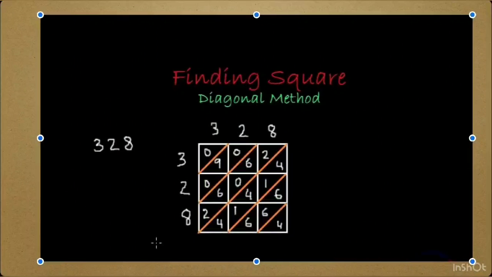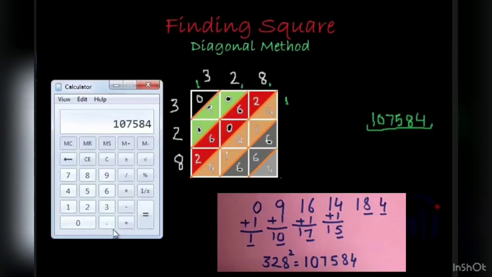After doing this, what are we to do? You can see different colored portions in the square grid. First of all, start from the right side, this gray portion. Only 4 we have in this portion, so write it here. Now in the next one, 6 plus 6 plus 6 is 18, right? Then from the orange portion, we get 14. From the red portion, after adding the digits, we get 16. From the green portion, after addition, we get 9. And from the black portion, we have 0.